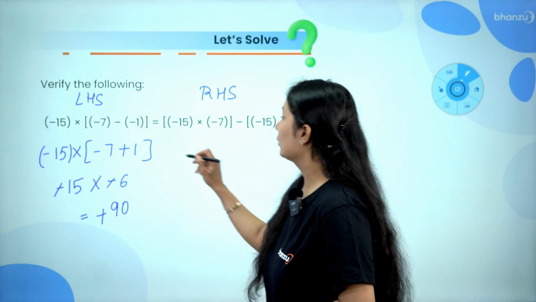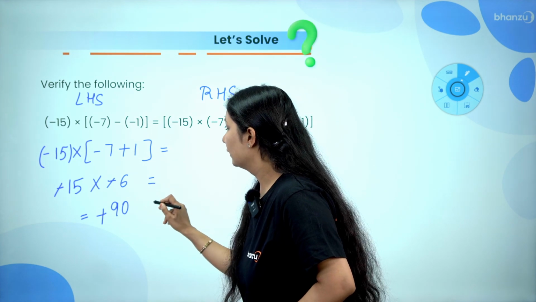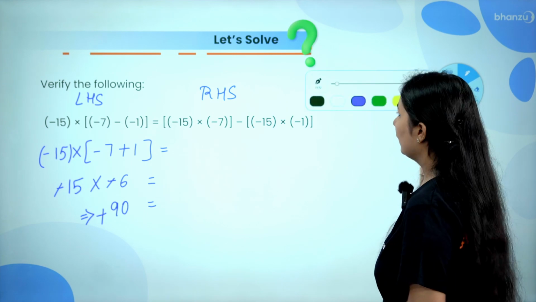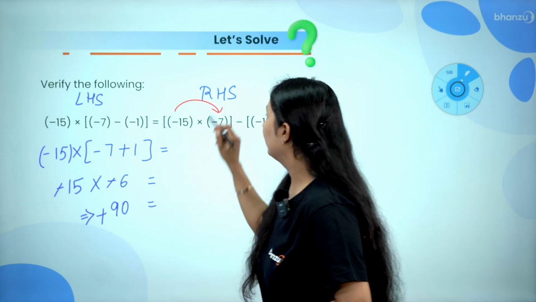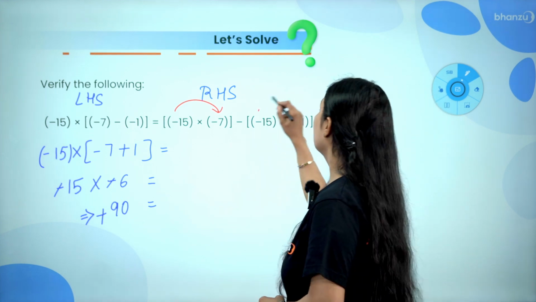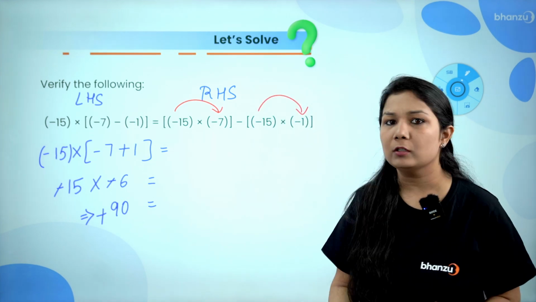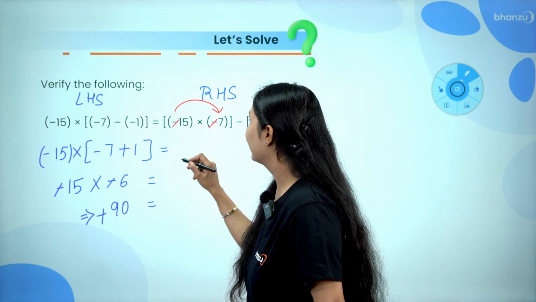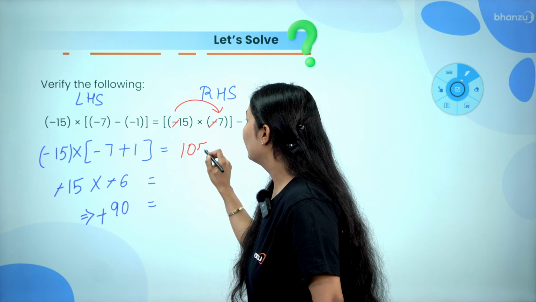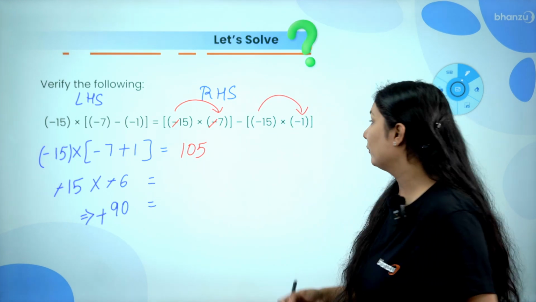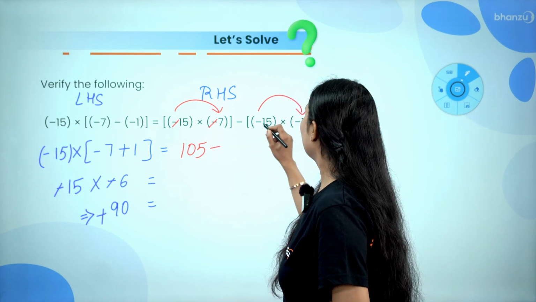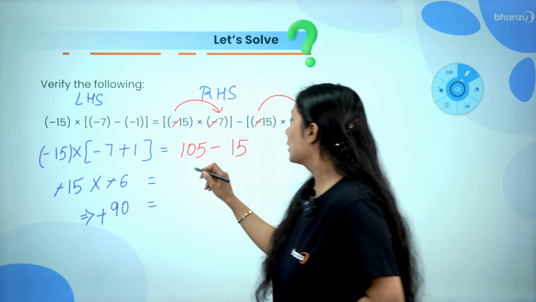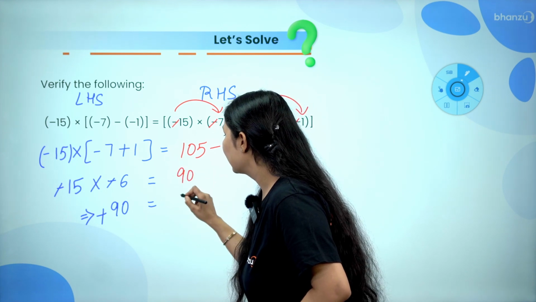Now what will happen if I solve my right hand side? If we solve this right hand side, that means this minus 15 would be multiplied by minus 7 also, and minus 15 would be multiplied by minus 1 also. So minus 15 into minus 7, minus minus gets cancelled, remember? So it's 105. 15 sevens are 105. Minus 15 into minus 1, again minus minus gets cancelled, we get plus 15. So 105 minus 15 is 90.